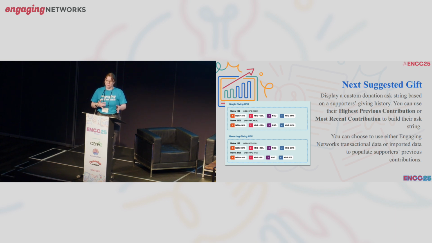As part of setting up Next Suggested Gift, you can choose to either use Engaging Networks organic data, so you can have Engaging Networks look at their giving history and determine their HPC or MRC from that data, or if you prefer to calculate that data outside of Engaging Networks, maybe in your CRM, you can also import that information into Engaging Networks and have it use that.